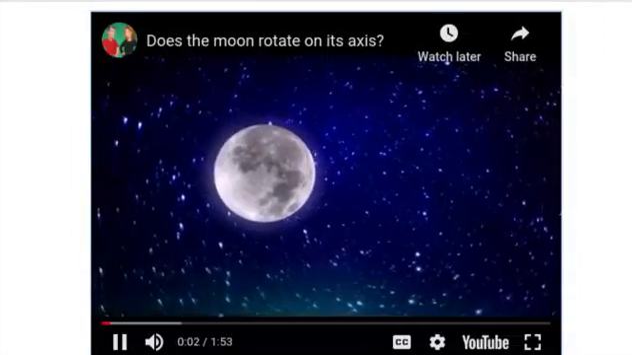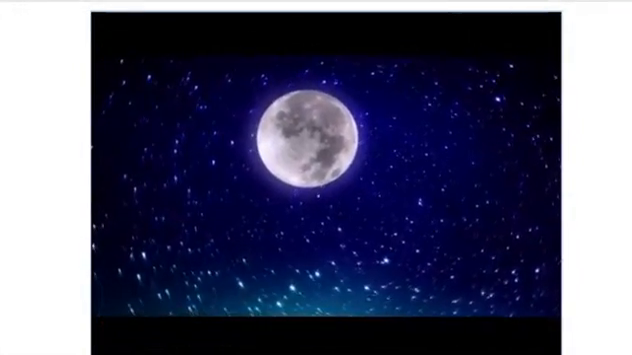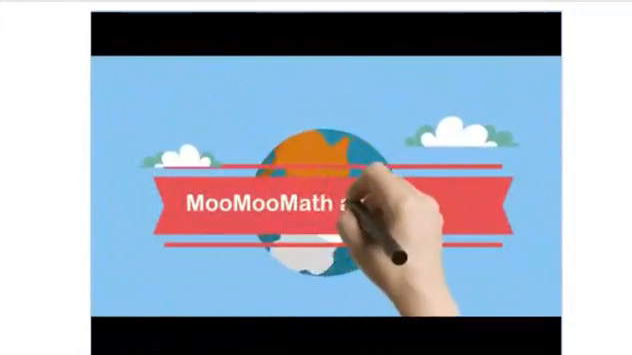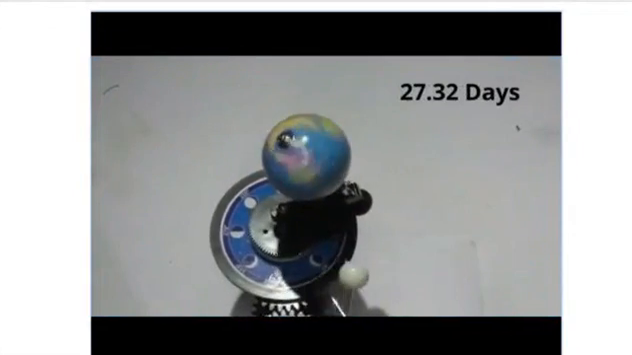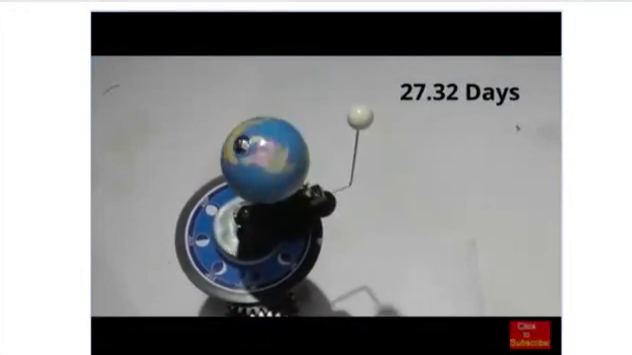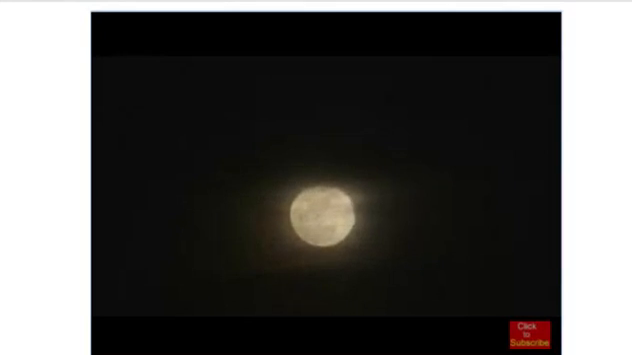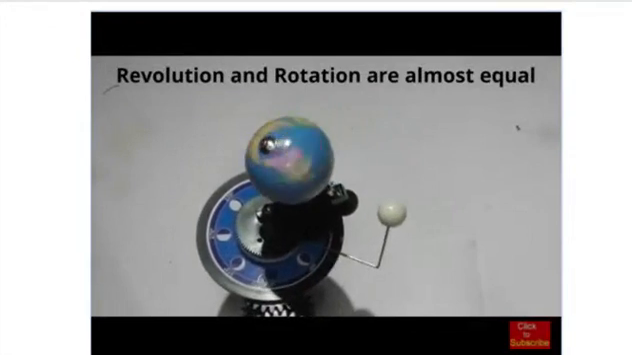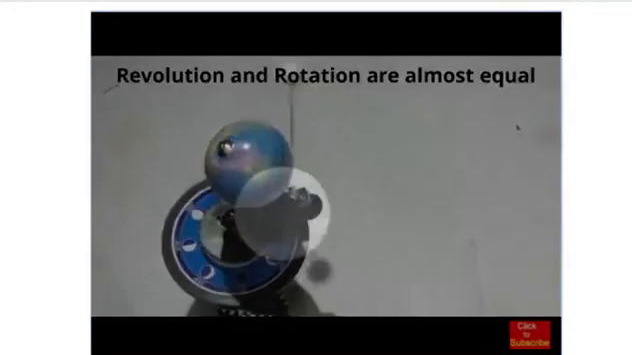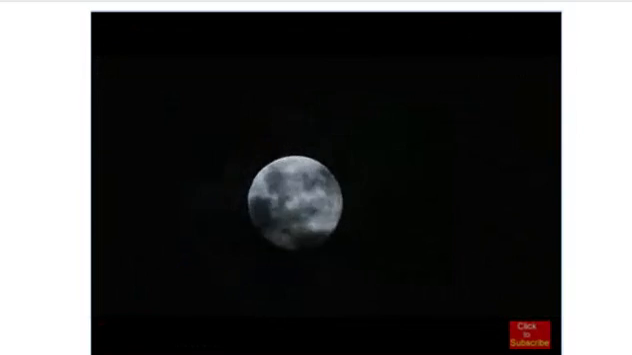The moon always faces the Earth. It appears as if the moon does not rotate on its axis. Welcome to Moo Math and Science and the moon's rotation in orbit. The moon orbits the Earth once every 27.32 days. It also takes roughly 27 days for the moon to rotate once on its axis. In other words, it rotates once on its axis in the same time it takes to orbit the Earth once. As a result, the moon does not seem to be spinning, but appears from Earth to be almost perfectly still.